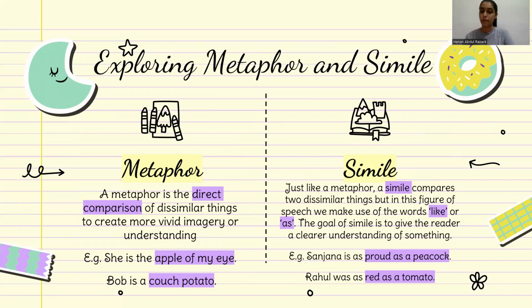Simile. Just like a metaphor, a simile compares two dissimilar things. But in this figure of speech, we make use of the words like or as. The goal of simile is to give the reader a clearer understanding of something. Example, Sanjana is as proud as a peacock. Rahul was as red as a tomato.